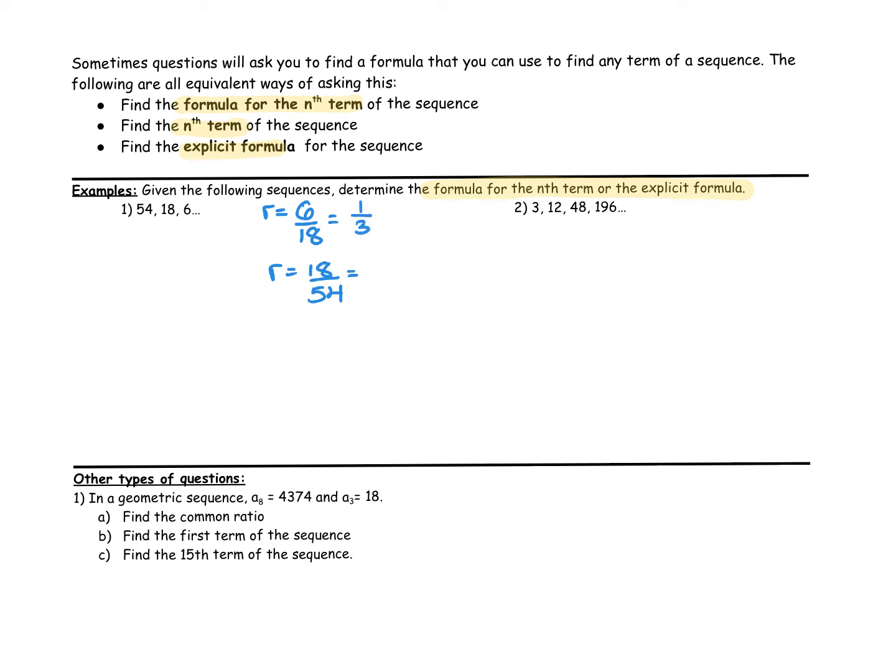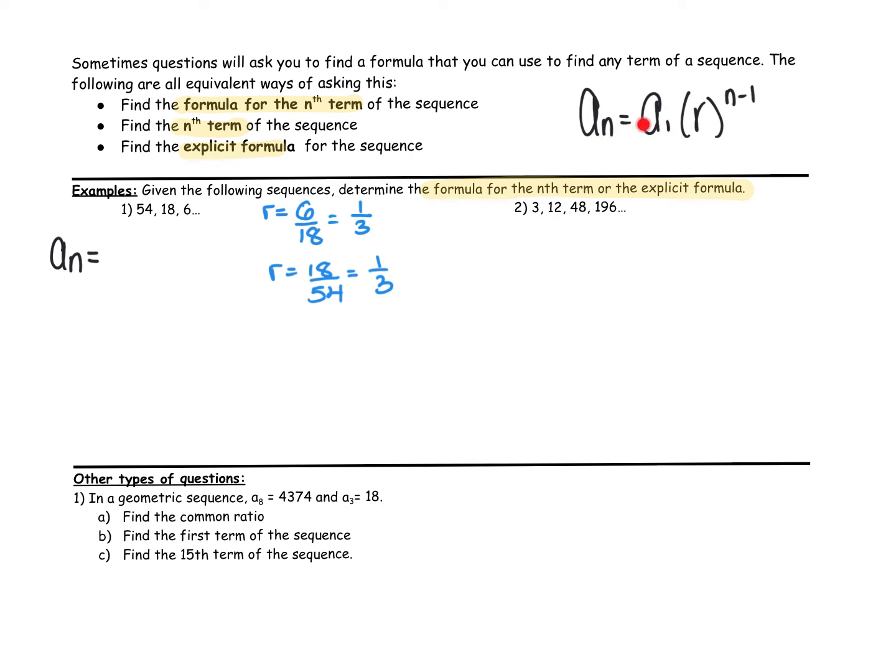All right, so you should have gotten 1/3 for both. So what that means is that's my common ratio. So the explicit formula, I'm going to write it up here, a sub n equals a sub 1 times r to the n minus 1. So with the explicit formula, you leave the n alone and then you plug in everything else, just like we did yesterday. So a sub 1 is my first term.